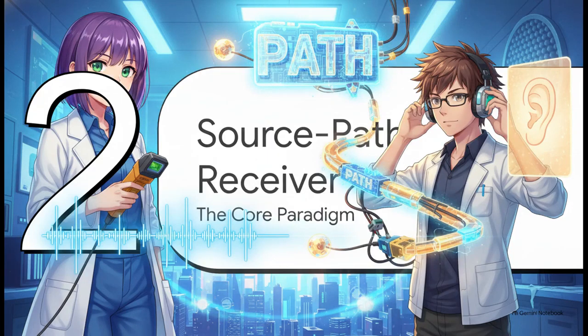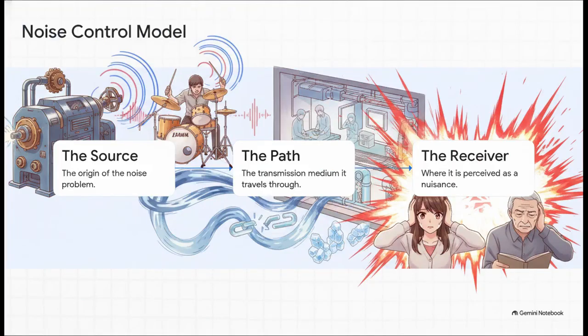Section 2. The source-path-receiver model, the core paradigm. Right, so now that we have our measurements, let's introduce the foundational framework used by acoustic engineers all over the world. Every single noise problem, no matter how complex, follows this exact linear progression. Step 1. It starts at a noise source, usually some kind of vibrating physical object. Step 2. That noise is transmitted through a path, radiating through a medium like the air or the solid structure of a building. And Step 3. It arrives at the receiver, where it's finally perceived as a hazard.